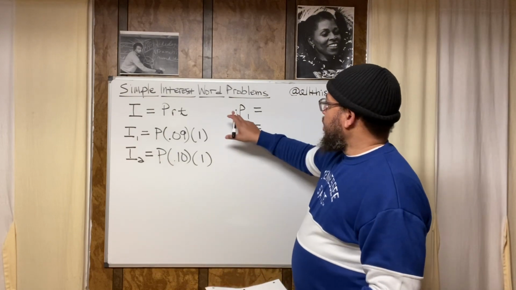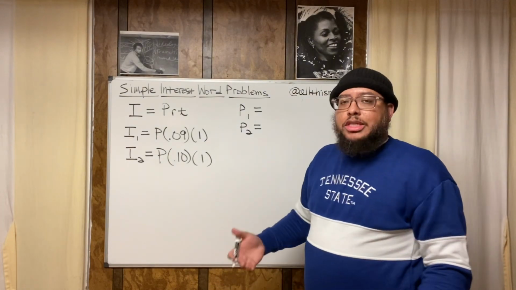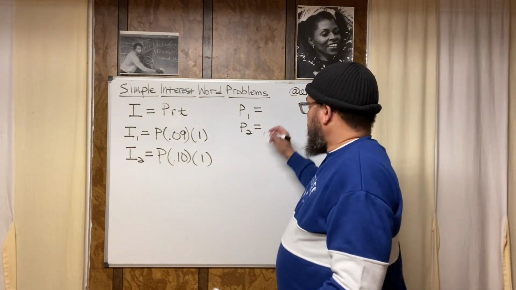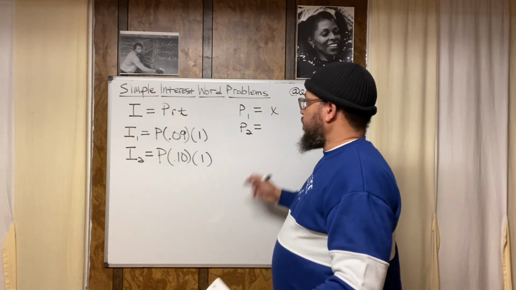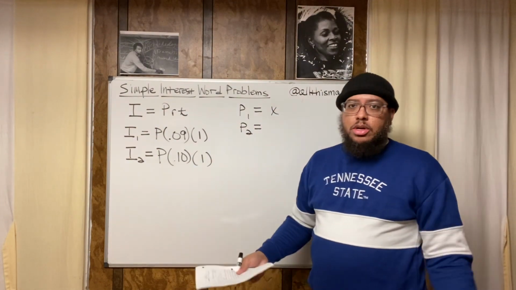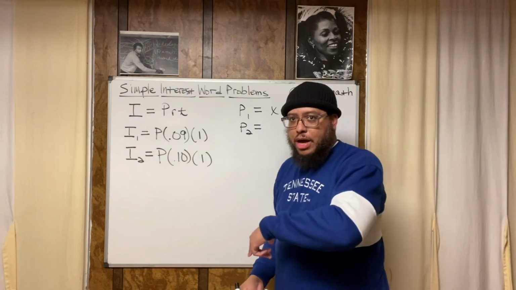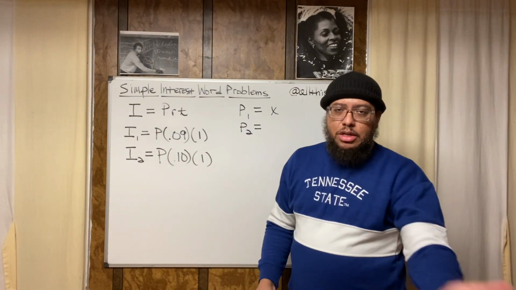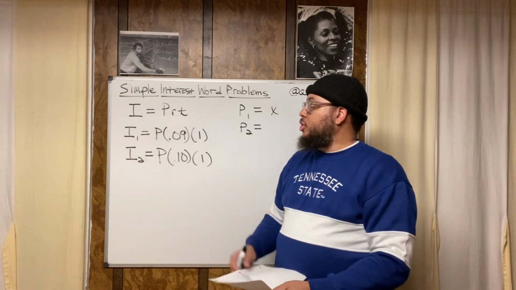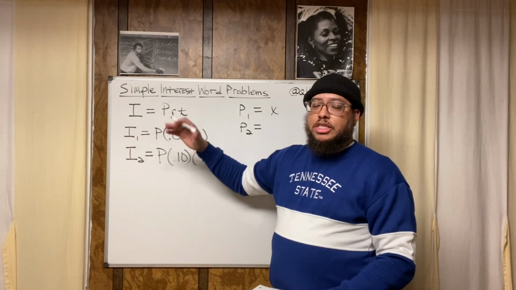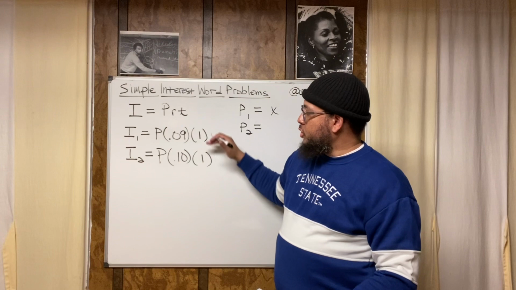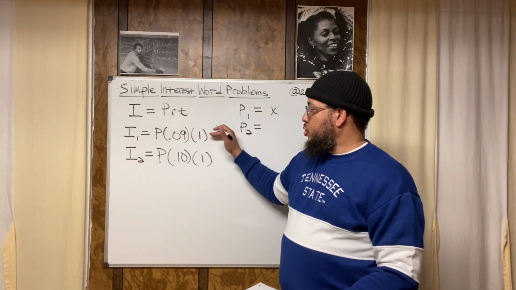So anyway, the first principal, let's say we don't know it. So let's just call it X. Let's call it X because we don't know what it is. Like I said, we don't know if it's 14,000 and the other one is 1,000. We don't know if it's 13,000 and the other one is 2,000. We just know it's a total principal of 15,000. That's how much was invested, split between these two investments.